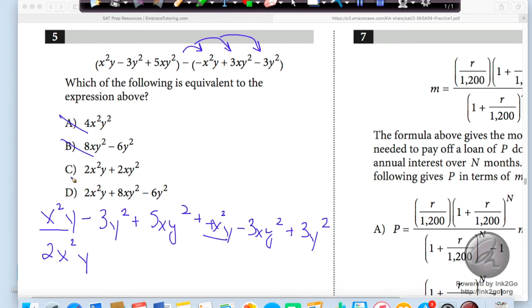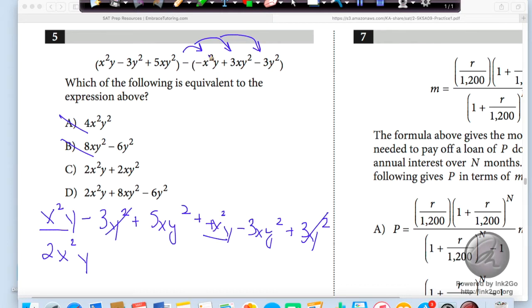Now, what's the difference between C and D? I'm going to look for the y squared, right? I'm going to look at whether or not you have to add these or subtract these out. So I see here minus 3y squared, and here I see positive 3y squared. So these are actually going to cancel themselves out.